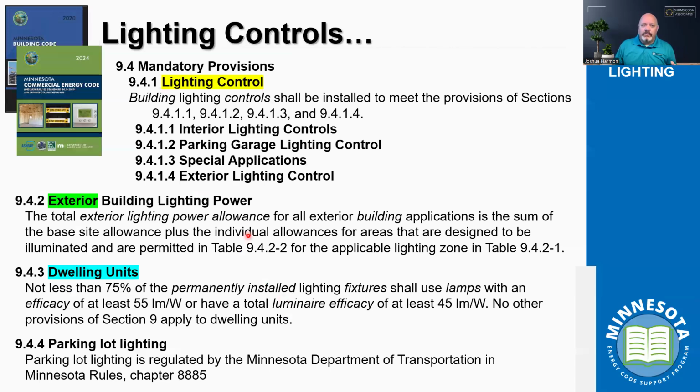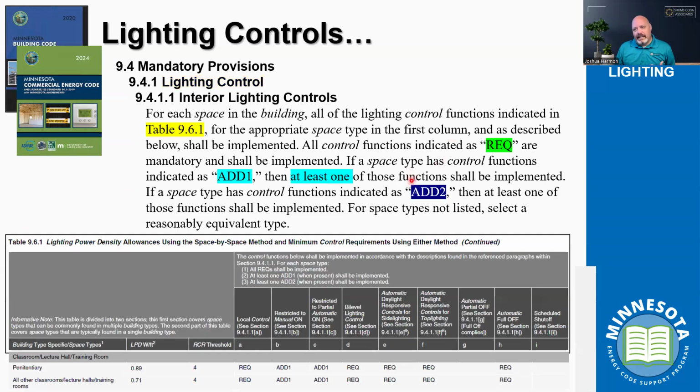Talking about the mandatory provisions, we also get into lighting controls. Now remember, we have to have lighting controls for interior spaces, parking lots, special applications, and exterior lighting controls, as well as we understand that we have to stay within our exterior lighting calculation. It talks about dwelling units, when we talk about maybe multifamily that falls under the commercial code, the amount of lumens that we're allowed to have and the different fixtures associated with it. Again, parking lighting is going to be focused on making sure we provide safety, and we can talk about how we can mitigate some of those too. We need to be efficient and be safe.